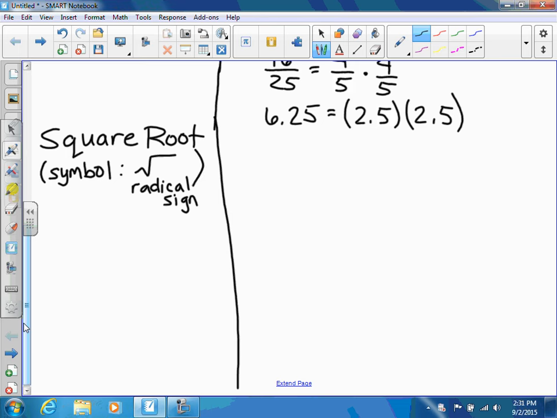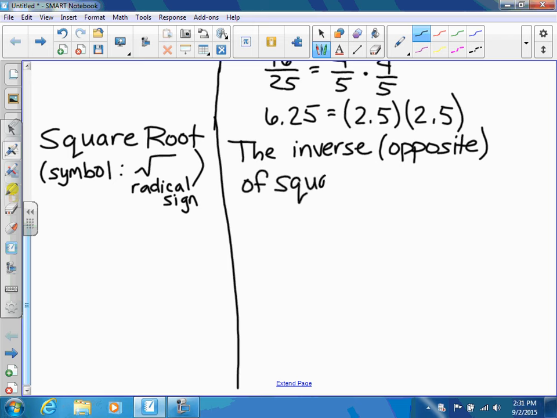Okay. And by definition, square root is the inverse. You'll get used to seeing that word this year, which is also a synonym for the word opposite. So it is the opposite of squaring a number. When you square a number, you raise it to a power of 2, or you multiply the same number times itself. So the square root is the opposite of that.